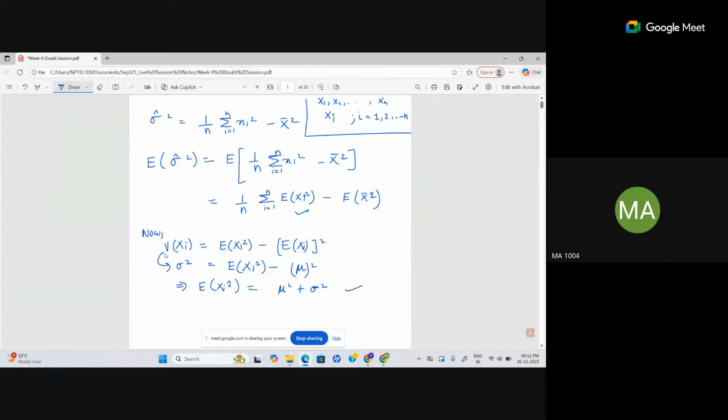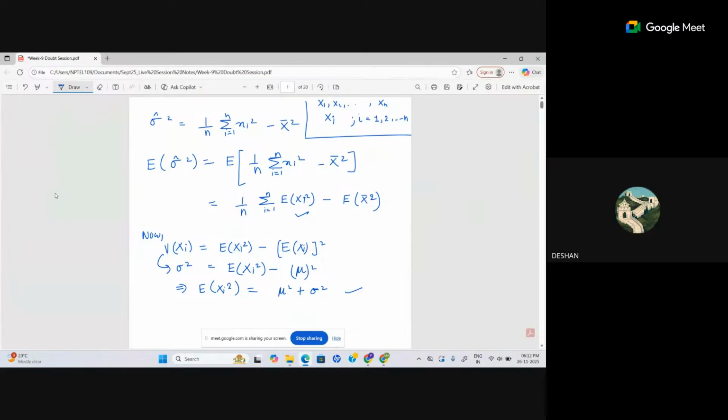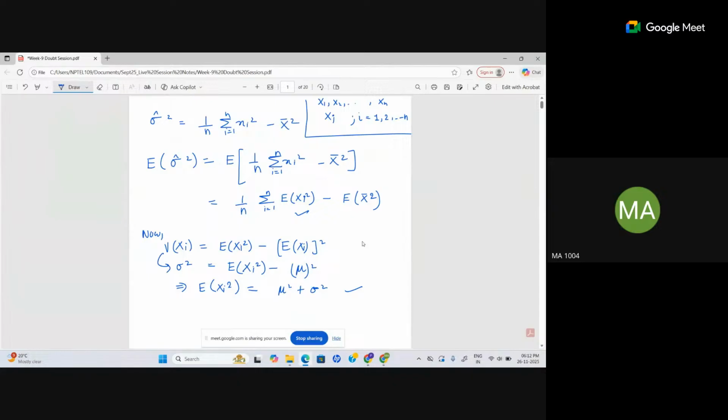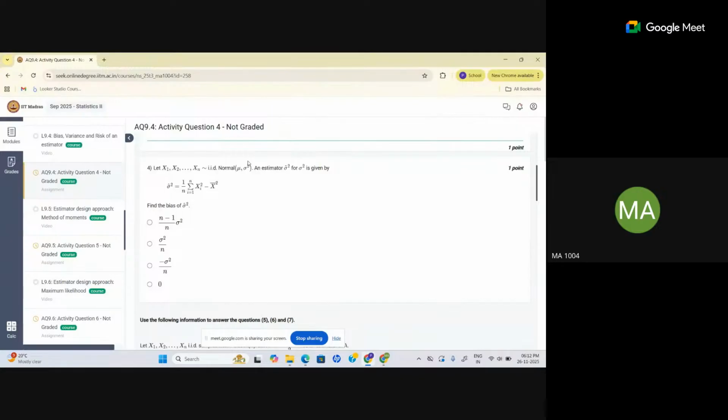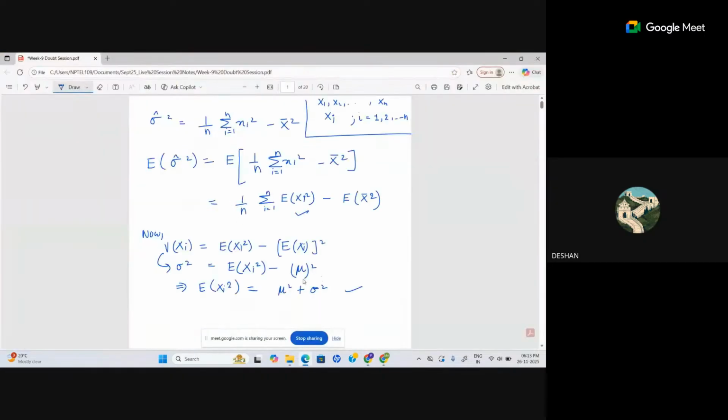Yes, ma'am. Ma'am, I have one doubt. Can you explain the sigma hat square? Is this the formula for the method of moments? No, see, this estimator is given in the question. This is some estimator for this parameter sigma square. Sorry, some estimator. So this is given in the question, and you have to find the bias of this estimator here. Bias is the expectation of theta hat minus theta, right? Yes.